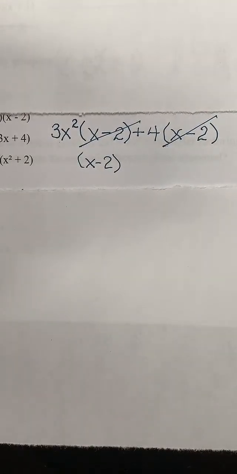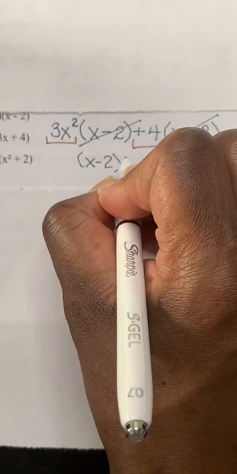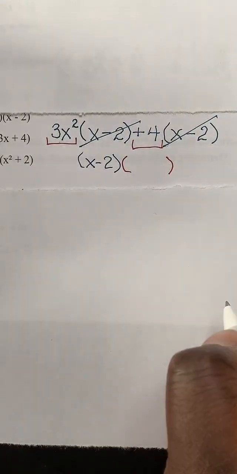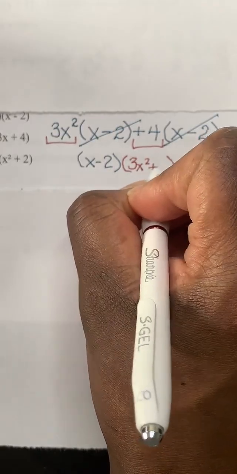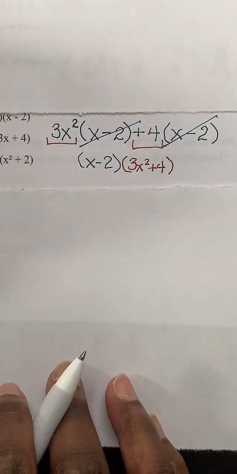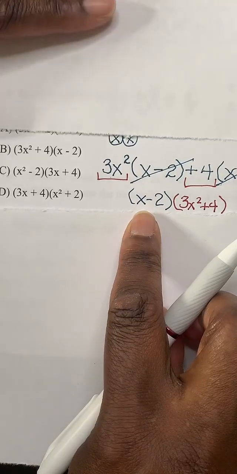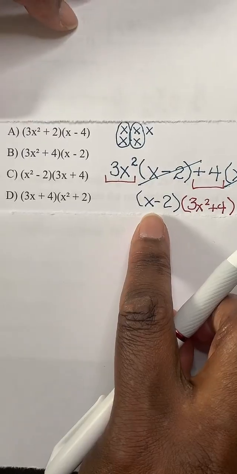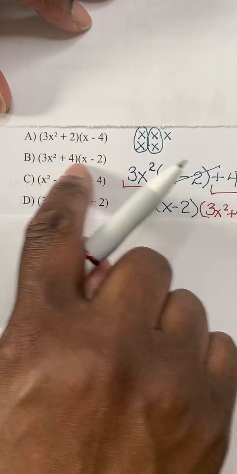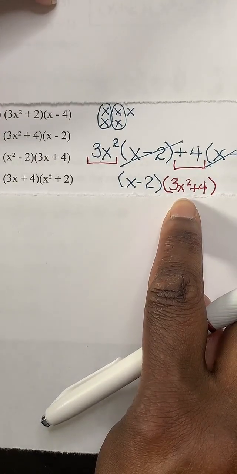So now what remains are the factors of the second parenthesis. So we have 3x squared plus 4. Once you got that x minus 2, let's look at our options. We got x minus 2 for b. Once we complete it, we got our 3x squared plus 4.